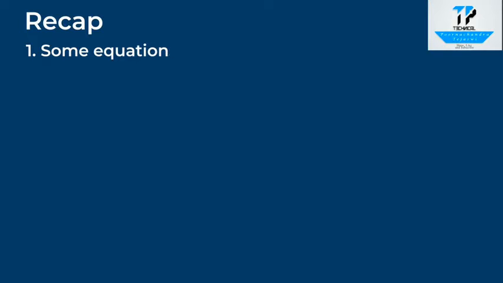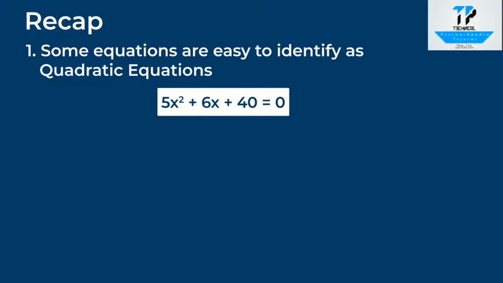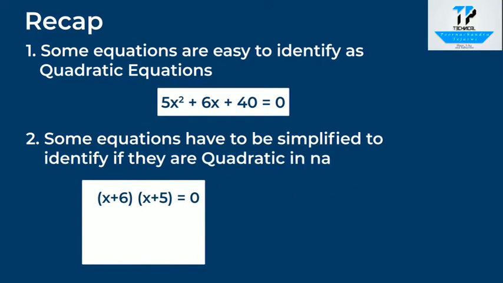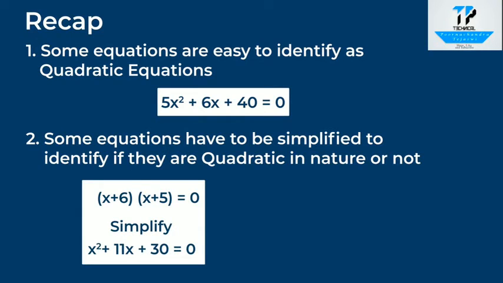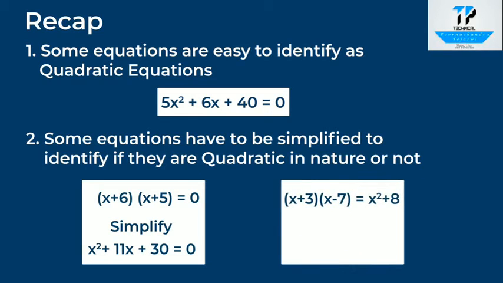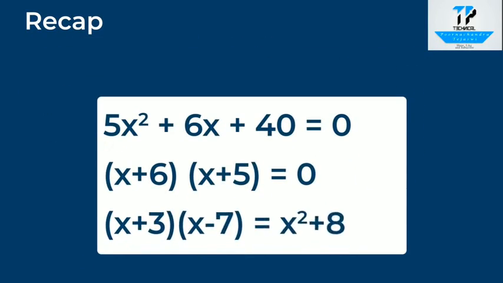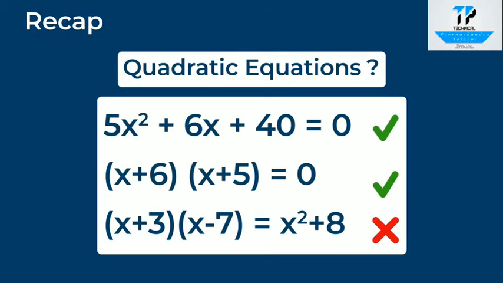Let's recap what we've learned so far. Some equations are easy to identify as quadratic equations. You can tell just by looking at them if they are quadratic or not. There are equations which might not seem like quadratic equations at first, but when we simplify them, they turn out to be quadratic equations. And finally, we learned that an equation might look like a quadratic equation, but when simplified, we find that it is actually not. So sometimes we might need to simplify equations to verify if they are quadratic in nature or not.